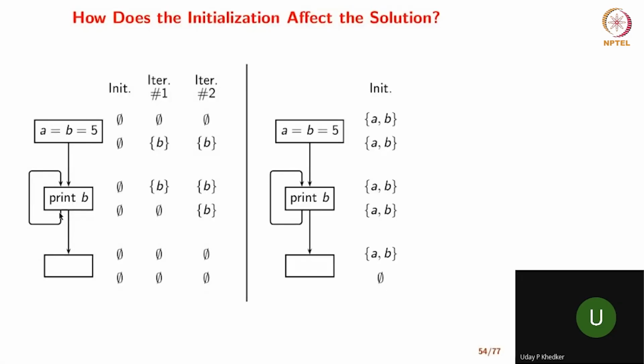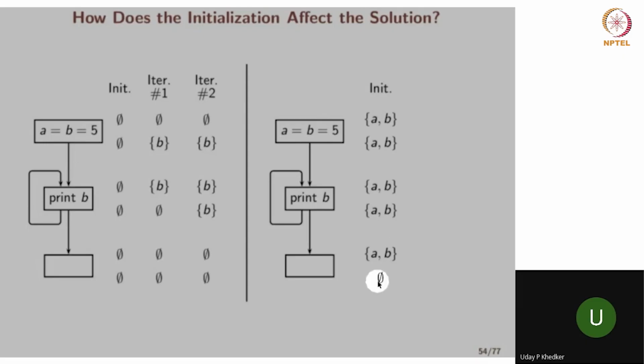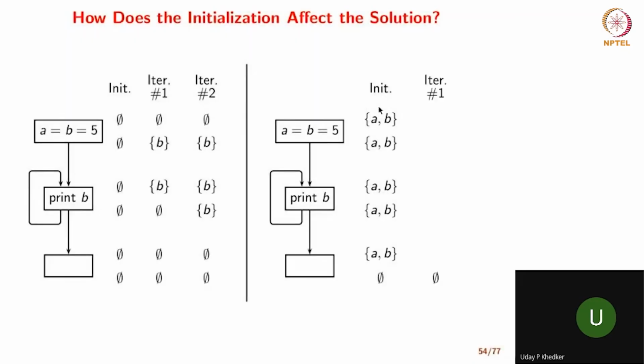Suppose we took some other initialization. Suppose we took universal set as the initialization. The boundary info will remain empty set, but let's say we take this as the initialization, and we start computation once again. So this is empty set. Now this is empty set because gen and kill here are empty. So although we initialized it to A comma B, we got empty set.